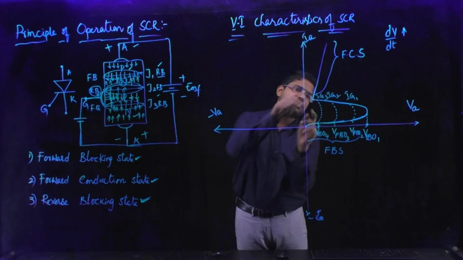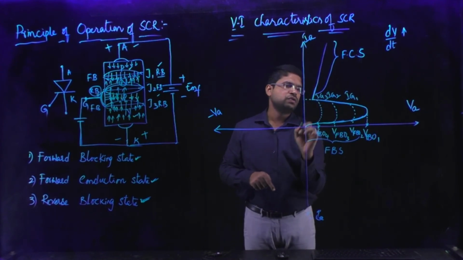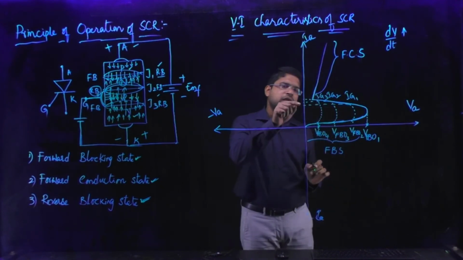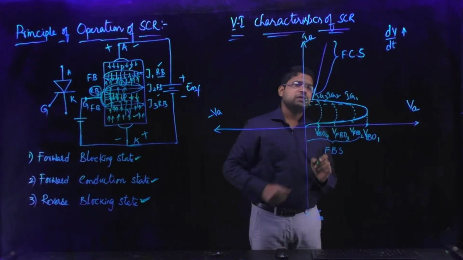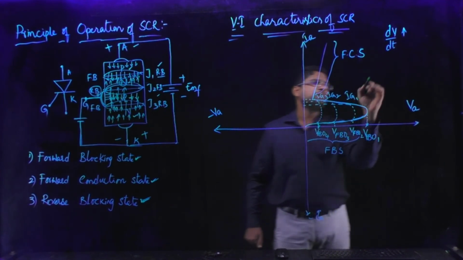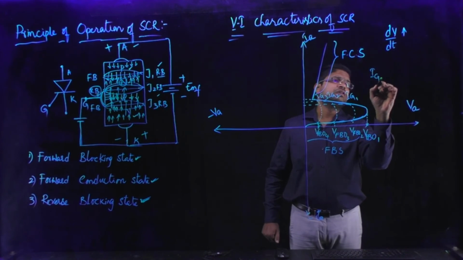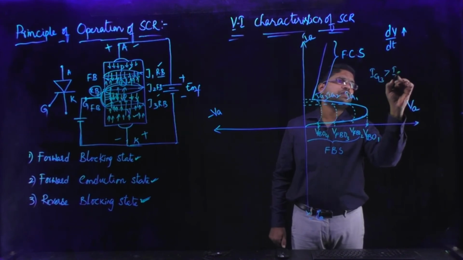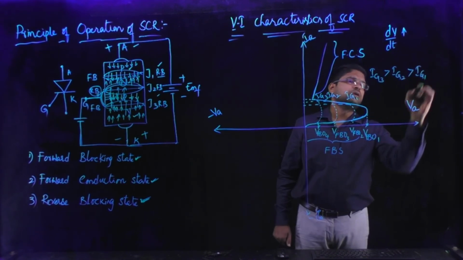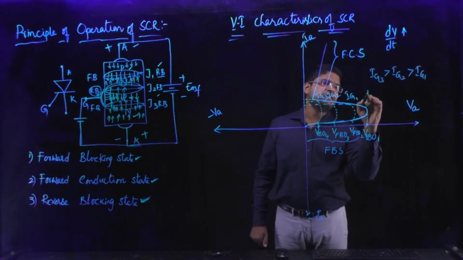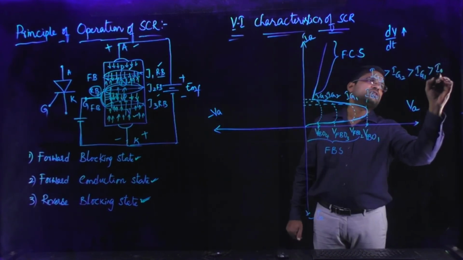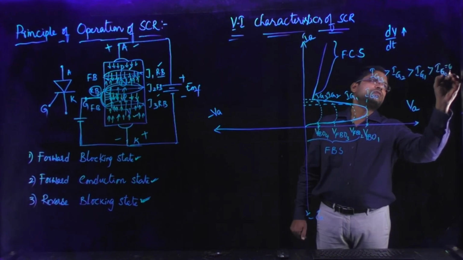Now see here the magnitude of current. At this particular instant, the gate current is increased. So at this instant the gate current is IG3, which is greater than IG2 and greater than IG1. Okay, let us consider this instant IG0, that means there is no gate signal applied, so IG0 is equal to 0.